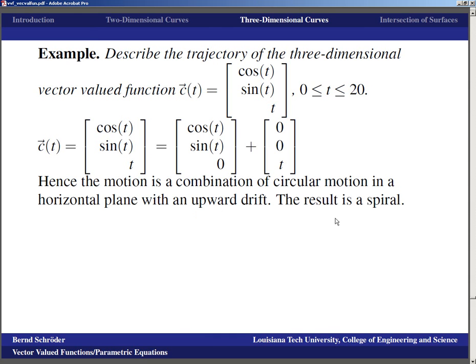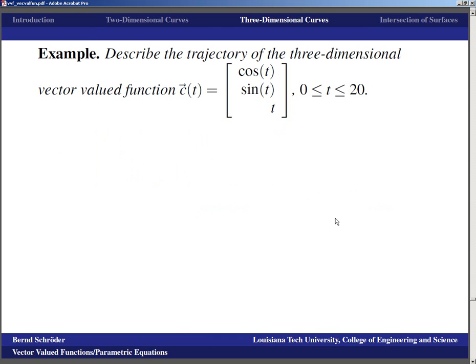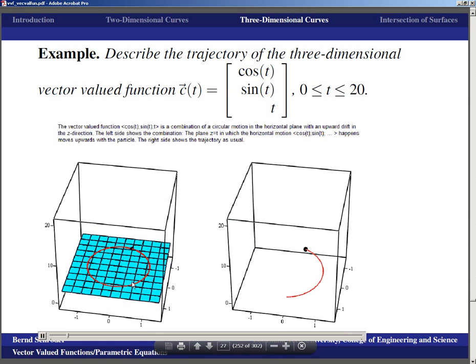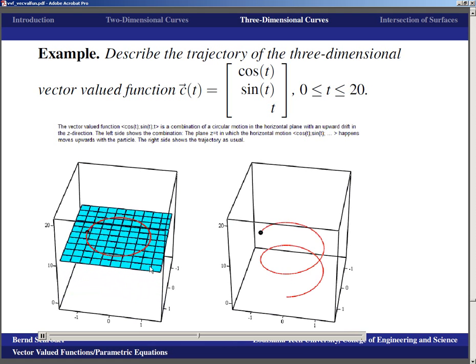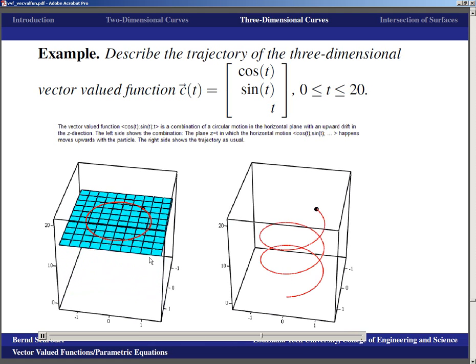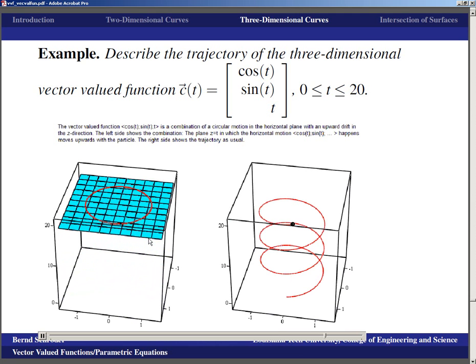That's something where in a face-to-face class I typically do some shadow boxing. Well, here we go, horizontal motion with an upward drift. Here's the circular motion, and the upward drift is given by the plane that is moving up. The plane signifies the 0, 0, t.